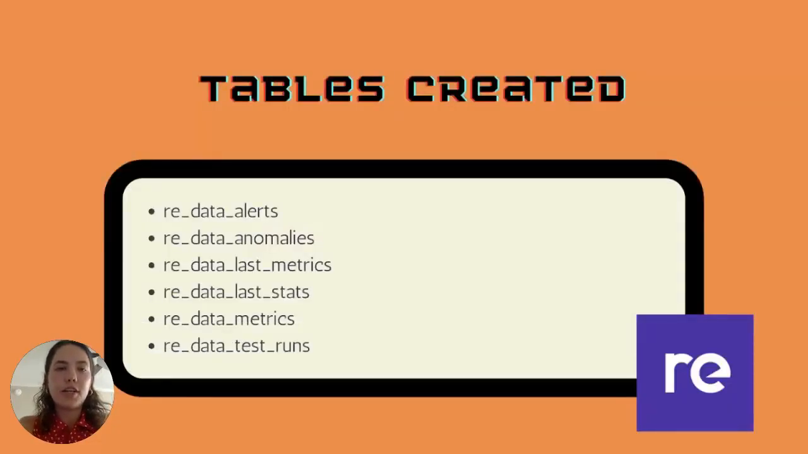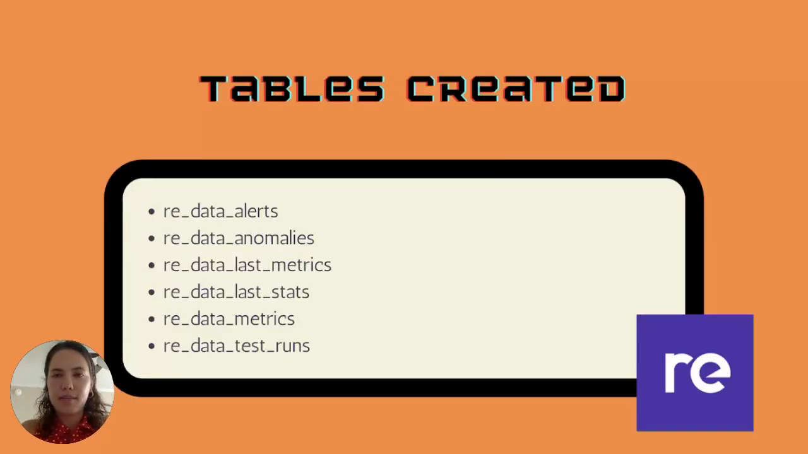So REData creates a few different tables as well as views in your data warehouse. Here's an example of a few of them that it creates, so you can go back and look at these metrics. When I was doing my deep dive into the z-score that I wanted to use, I was looking through these tables to look at past anomalies and metrics to figure out what I wanted to set that threshold to.